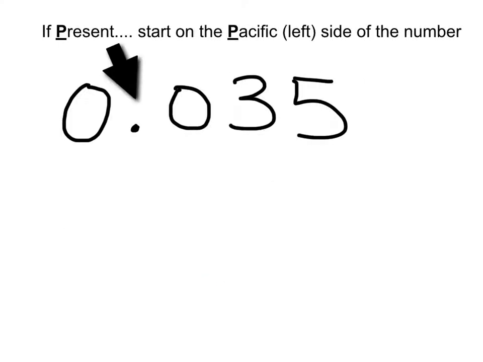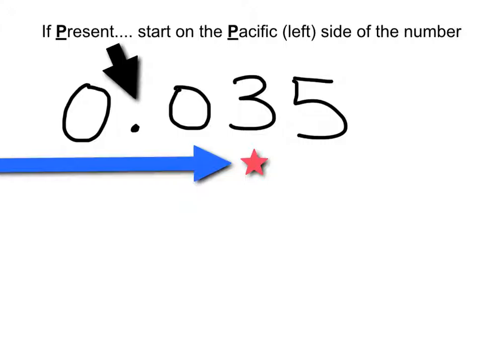If the decimal place is present, we're going to start from the Pacific, or the left-hand side of the number. We're going to move over from the left to the right until we see our first whole number. In this case, the first whole number is 3. When we're counting sig figs, the first whole number and every single thing after it is going to be significant. So 3 is significant and 5 is significant. In this example, we have 2 sig figs.